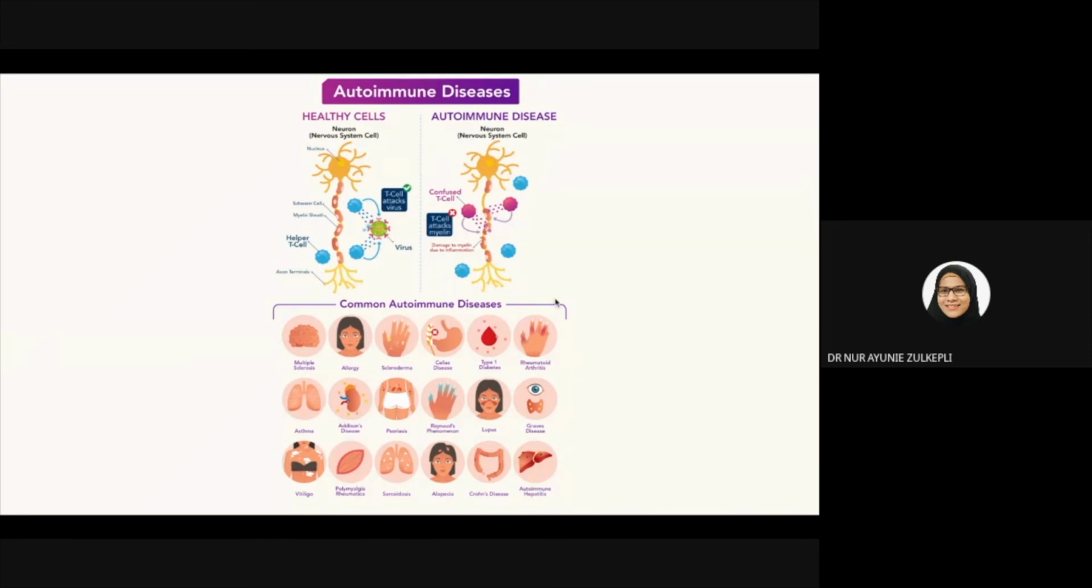Common autoimmune diseases are multiple sclerosis, allergy, type 1 diabetes, rheumatoid arthritis, lupus, psoriasis, asthma, and what else, more popular? Autoimmune hepatitis. Okay, these are some examples of what happens when your immune system goes wrong: autoimmune disease will happen.